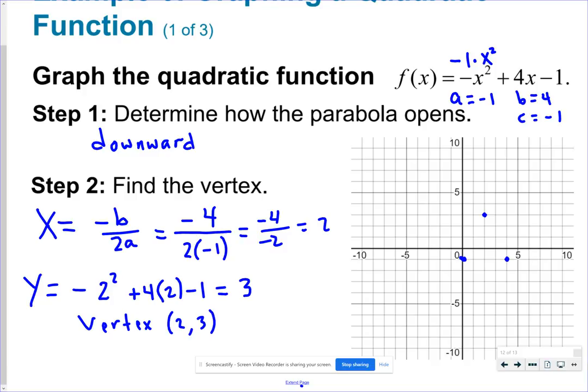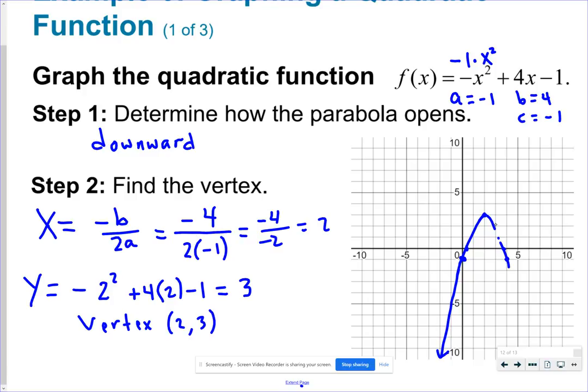Notice using the symmetry, I can go 2 units on the other side of the vertex and find another point. And then my intercepts, okay, look back at them. They were about 1/4 and 3 3/4. Close, right? So if that's enough points, then you go ahead and draw it from there. And if you need more, you can plug in, let's say, x equals 1, x equals 3, x equals negative 1, x equals 5. You could find some y values for other x values.